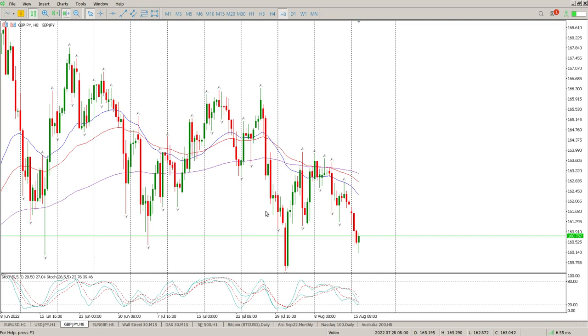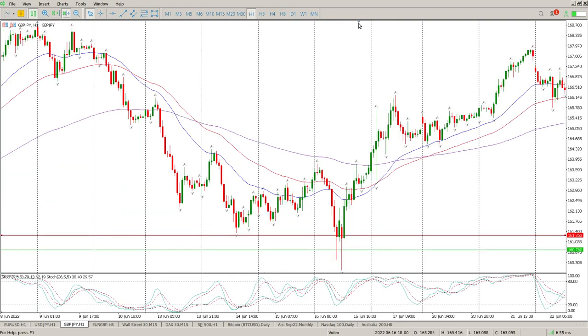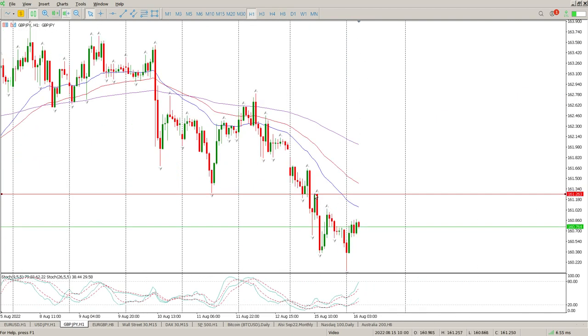Moving on to the pound and the British pound, Japanese yen. We had the fall off here. Nothing really to write home about, to be honest. And I think there is the structure that we need to pay attention to. And if we look at it on the hour, we did get there yesterday.